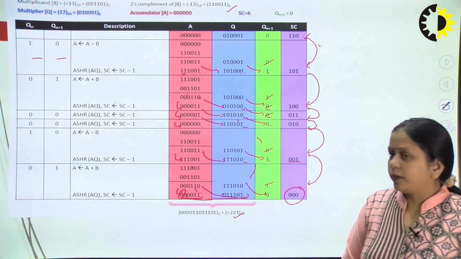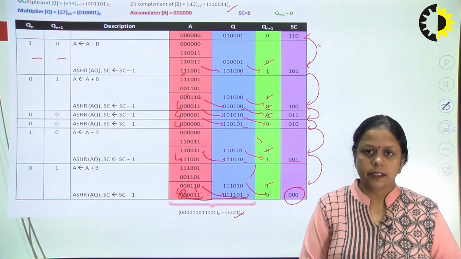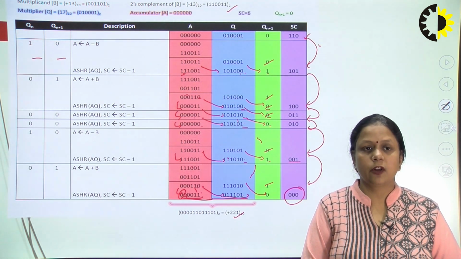Okay. So, we have taken these two examples. I think you will understand it very easily, and you can perform this Booth algorithm very easily.